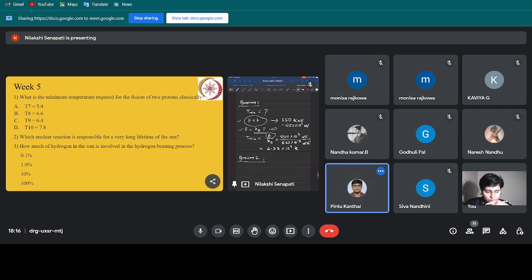That means in the proton and deuteron case, the energy is the same. What is proton? You can consider it as 1H, and deuteron is 2H.